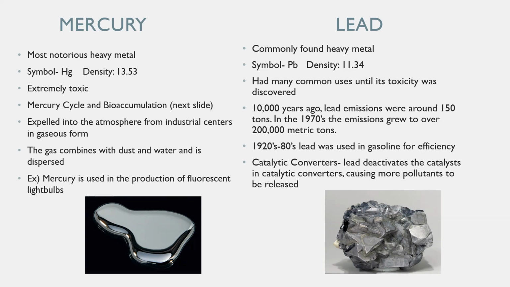Those factories secrete all sorts of mercury in gaseous form, which enters our air and water systems. Lead is a pretty commonly found heavy metal, symbol Pb, density 11.34. It had many common uses until its toxicity was discovered. 10,000 years ago, lead emissions were around 150 tons. But in the 1970s, the emissions grew to over 200,000 metric tons a year.